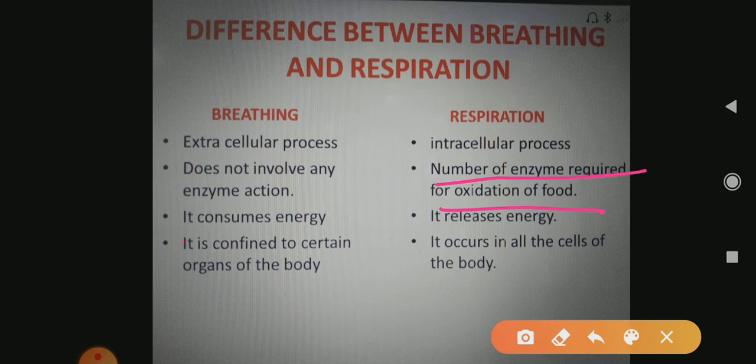Now it consumes energy. Breathing, taking exhale or inhale, consumes energy, whereas respiration releases the energy in the form of ATP. Breathing is confined to certain organs of the body, as we know, up to the lungs only, nose to lungs, whereas respiration occurs in all cells of the body. In the whole body, whatever number of cells there are, that intracellular process takes place in each and every cell. Is it clear to you?